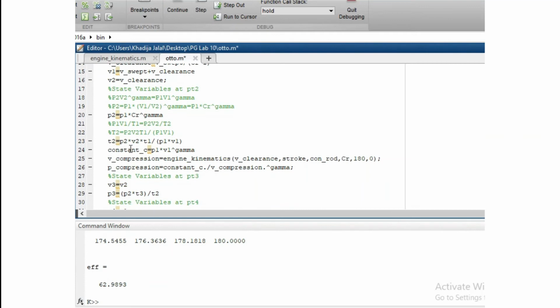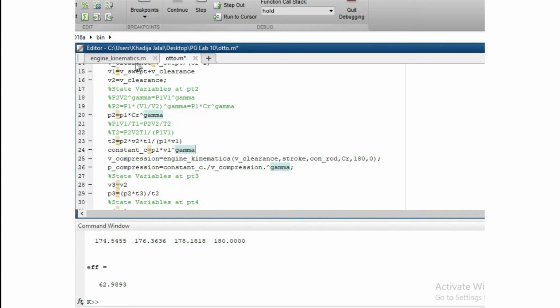Now in order to find the compression pressure and volume, I have first found the constant C, that is the product of the pressure and volume to the power gamma. P1 V1 power gamma is equal to some constant, so I have defined it here. Now in order to find the compression volume and compression pressure, first we have to find the engine kinematics.